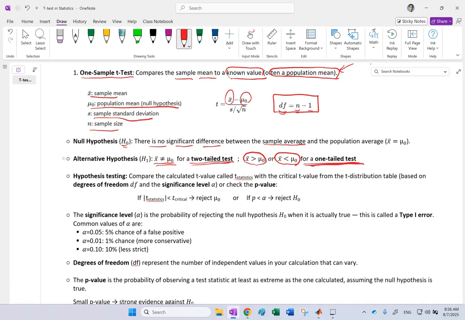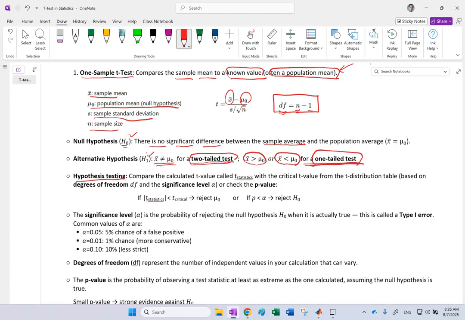And the way that we check whether H naught is good or whether H1 is good, we accept or reject one of them, depends on whether we do a two-tailed t-test or we do a one-tailed t-test. And I'm going to show you the difference between them. So these are the two hypotheses that you have. Now you have to accept one or reject one. That is called the hypothesis testing. So how would you do the hypothesis testing?